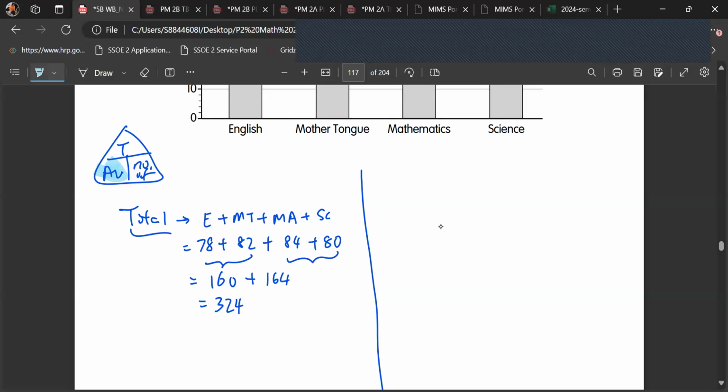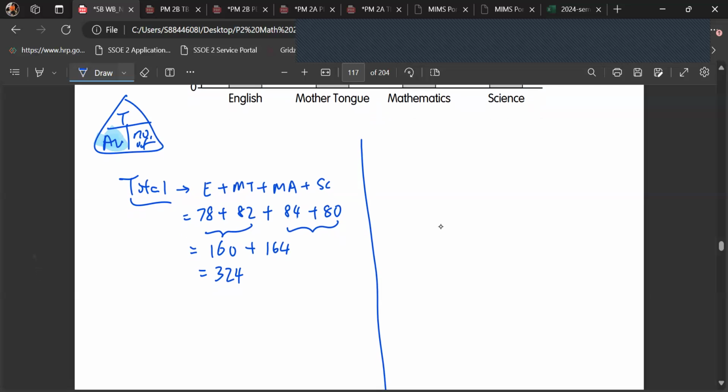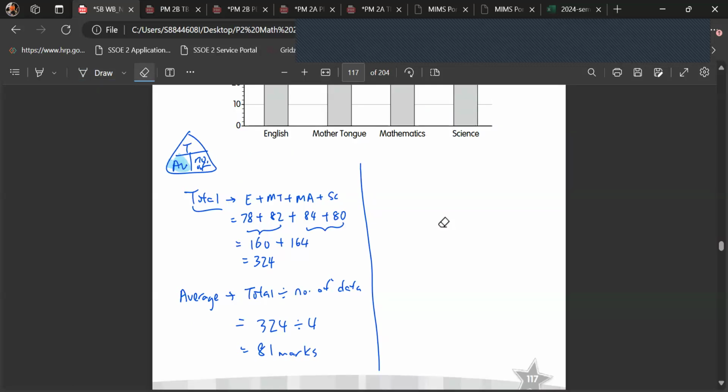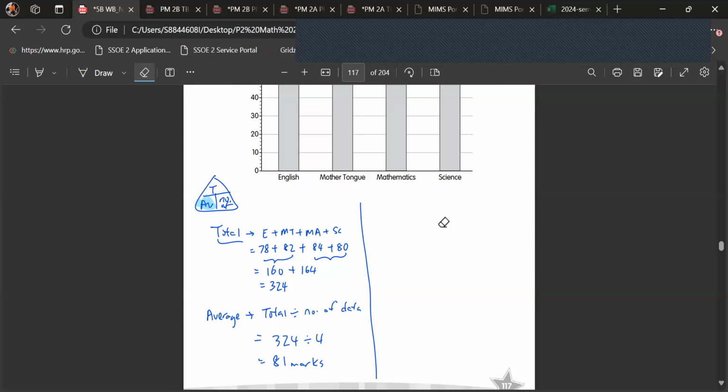So I calculated the total. So the average will be divided by 4. Total divided by number of data. There are 4 tests. So 324 divided by 4, the answer will be 81 marks. So the average is 81 marks. Okay, so this is one method that we already know. Take the total divided by the number of data, that's the 4 tests.